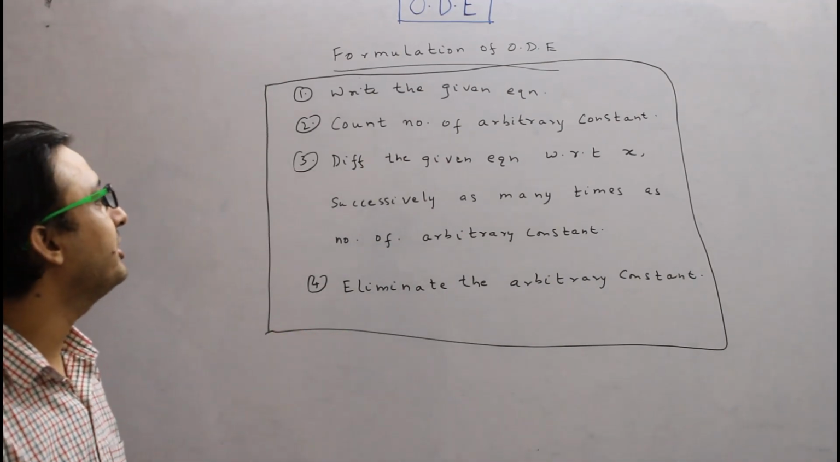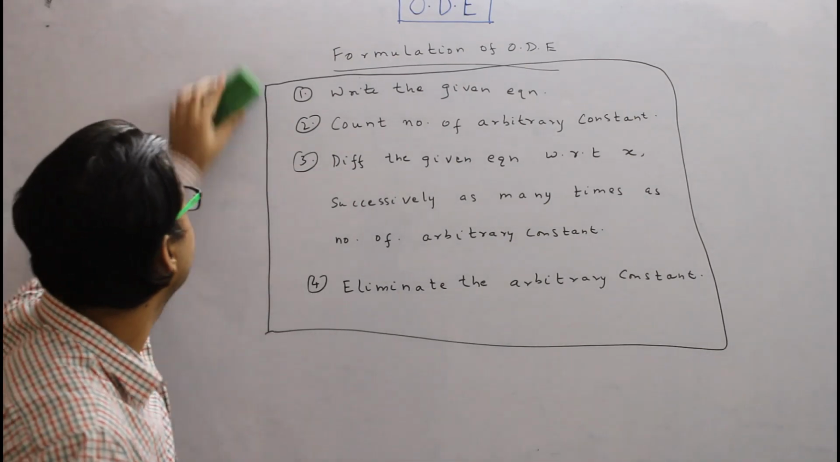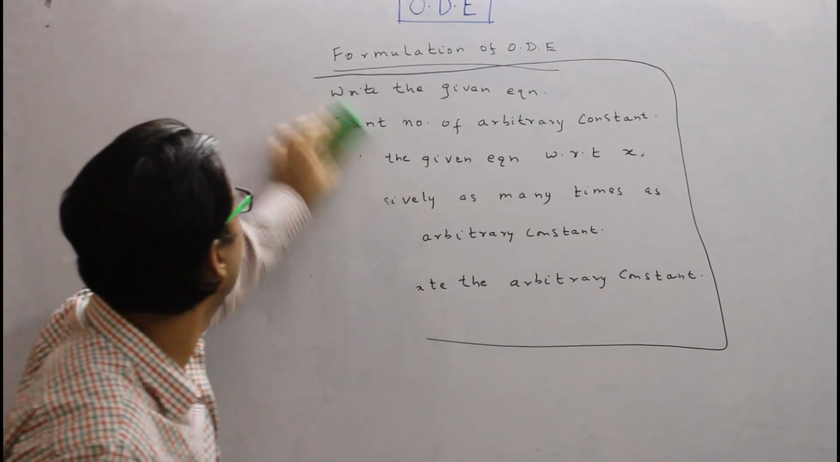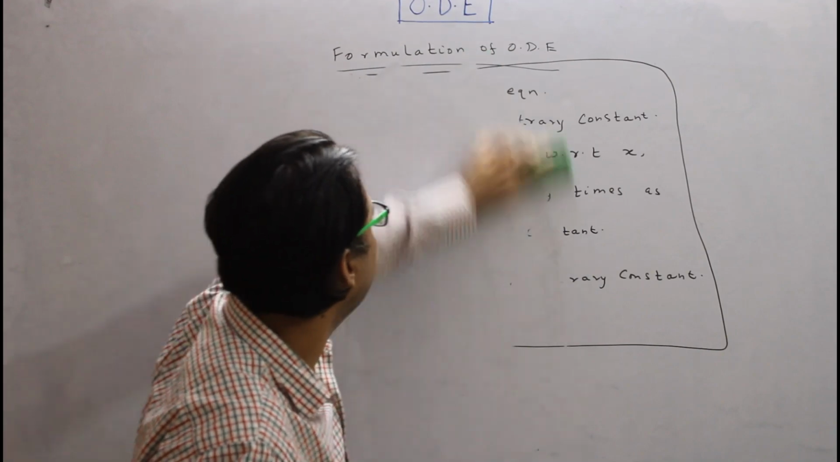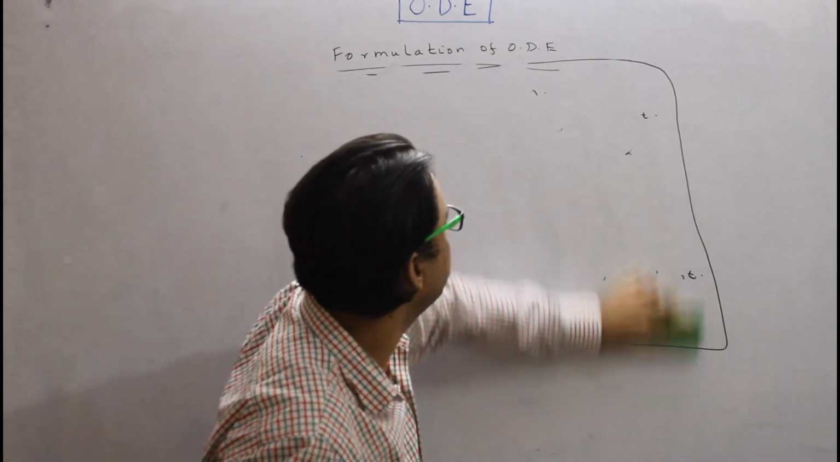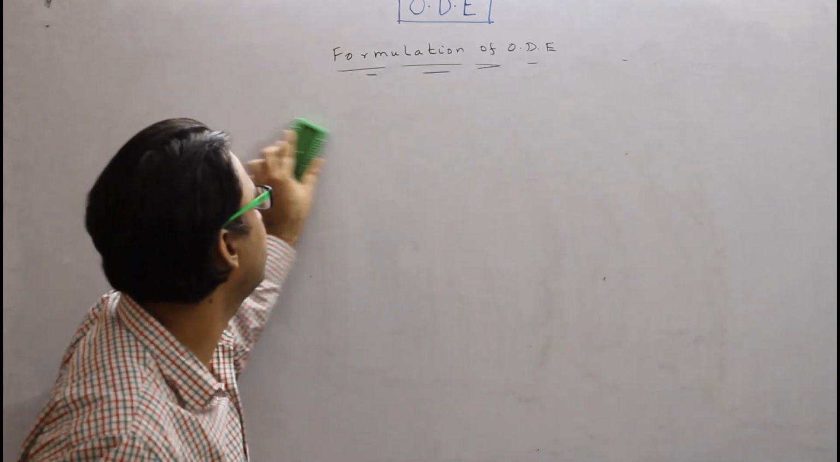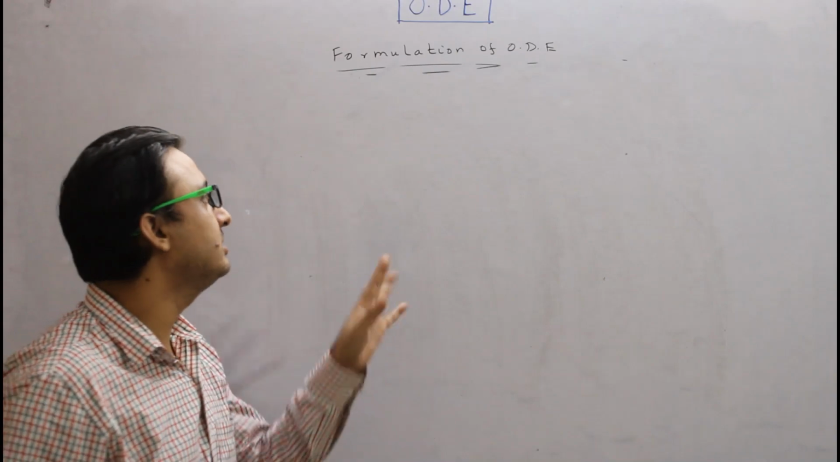Before I take up some questions, I would like to make an important comment. That is, the order of a differential equation representing the family of curves is the same as the number of independent arbitrary constants present in the equation corresponding to that family of curves. That is, I will write it down.